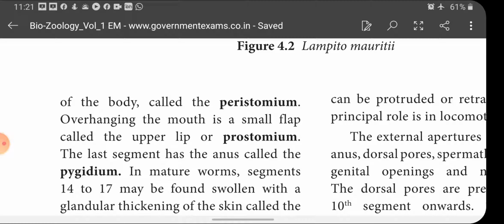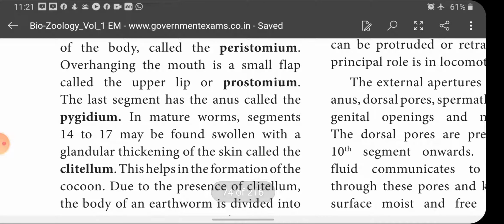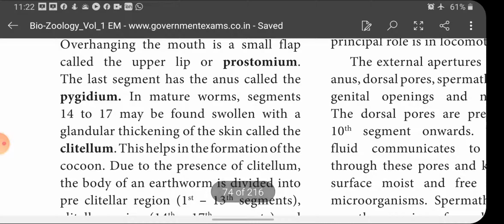So in the first segment, the mouth is present called peristomium, and the mouth is overhanged by a small flap of upper lip called prostomium, and the last segment possesses anus. This structure of anus is called pygidium. In mature worm, segments of 14 to 17, that is 14, 15, 16, 17, the four segments may be found swollen with a glandular thickening of the skin called clitellum. Please bracket it. What is clitellum in earthworm?